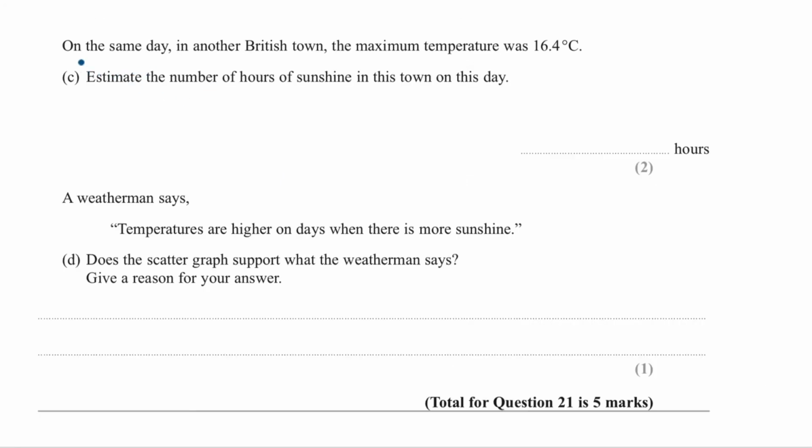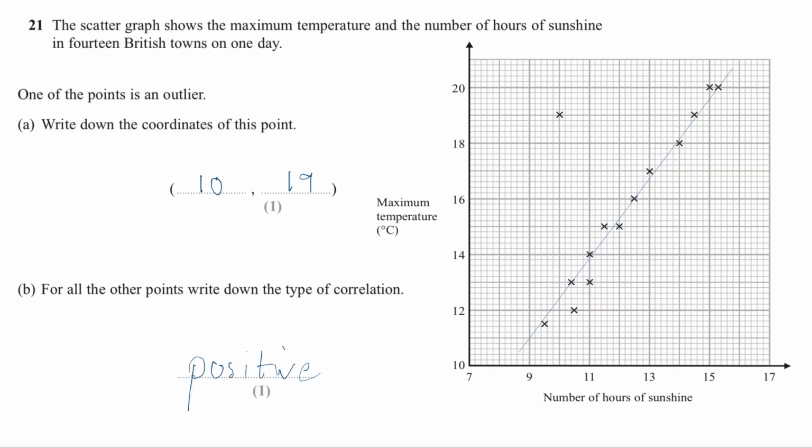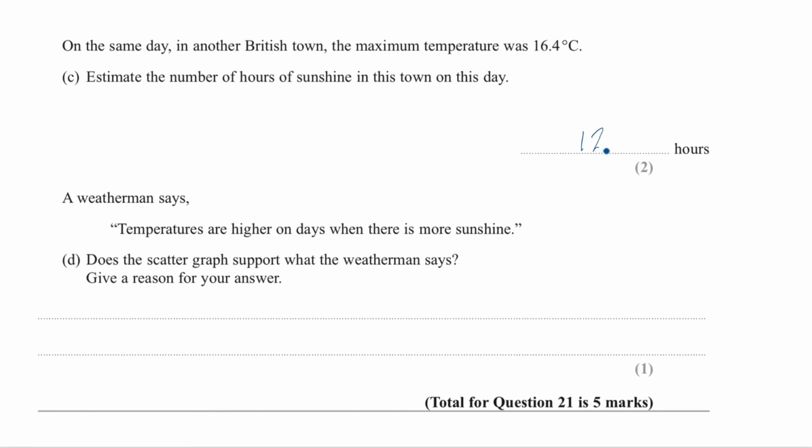On the same day in another British town, the maximum temperature was 16.4 degrees Celsius. Estimate the number of hours of sunshine in this town on this day. So we've got to look back at that graph, and we're looking for 16.4 as the maximum temperature. So there's 16, there's 18, that must be 17. So 16.4 is going to be there. If we go across to the graph, that's there. Go down to that, that's there. So the number of hours of sunshine would be 12.8. And we can put that in there.